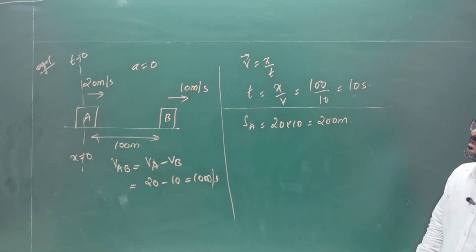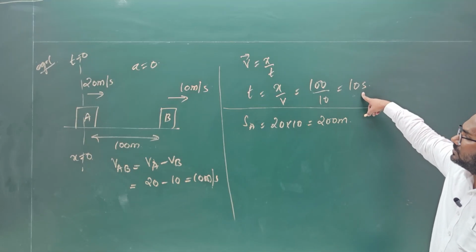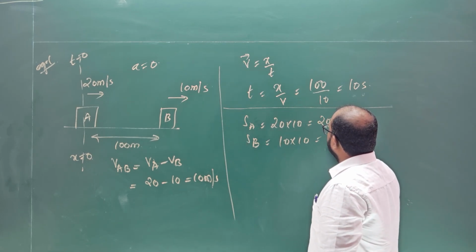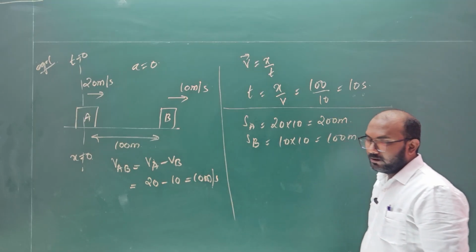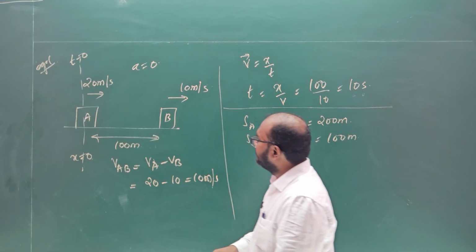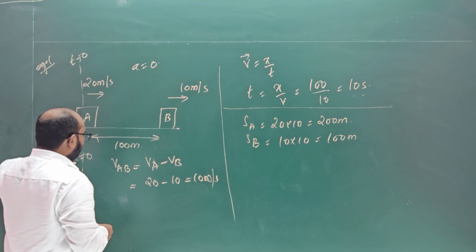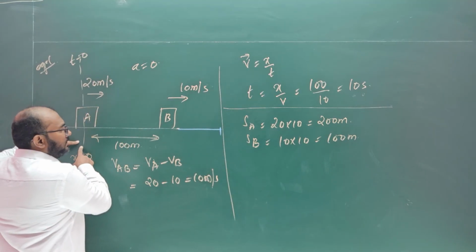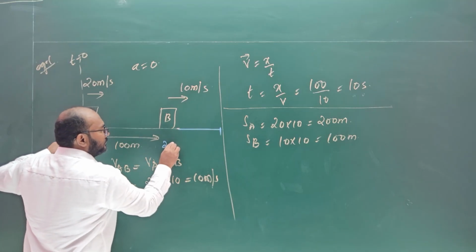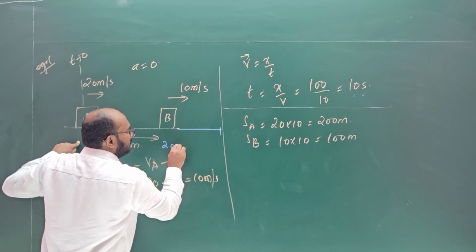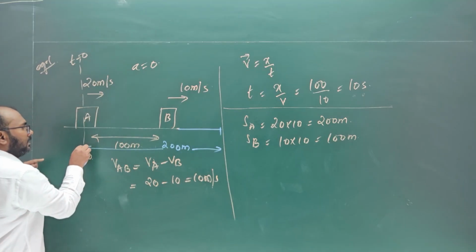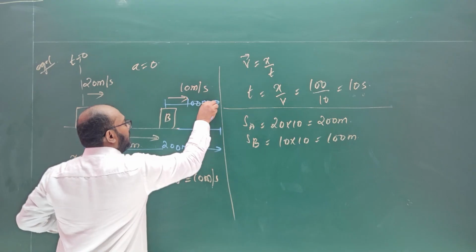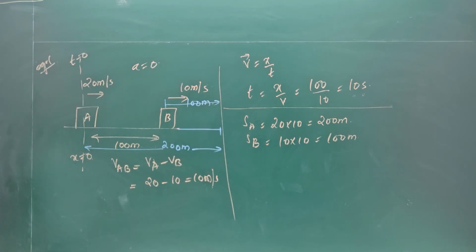Similarly, displacement of B: velocity is 10, time is also 10. So displacement of B can be written as 10 into 10, that is nothing but 100 meter. That means from here to here, x is 0 here, and let's say this position. So body A traveled how much? 200 meter. And body B had traveled how much? 100. Yes or no?